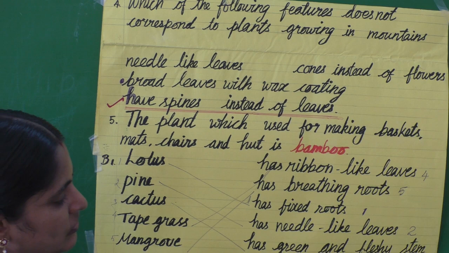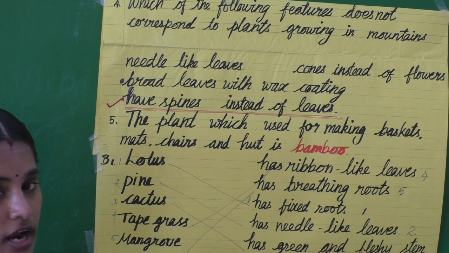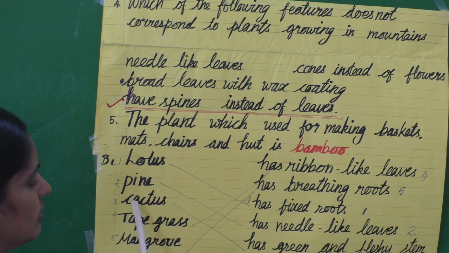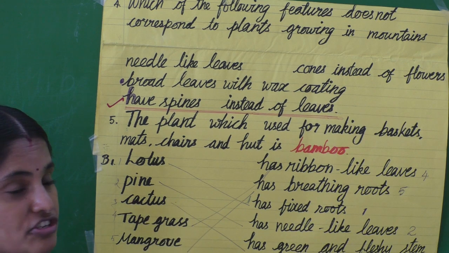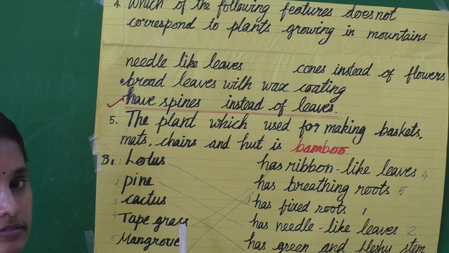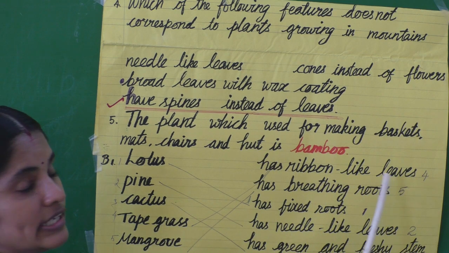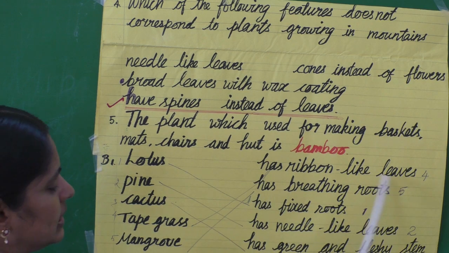So green and fleshy stem. Fleshy, nalla mottama fleshy. Cactus has green and fleshy stem. Tape grass, the name itself tells, it's ribbon like leaves. Tape, like ribbon like leaves.